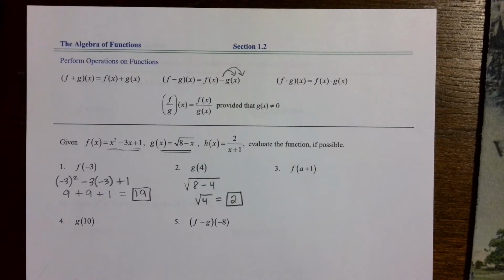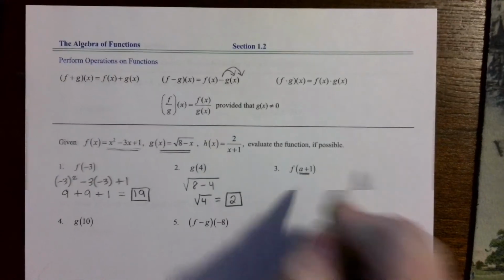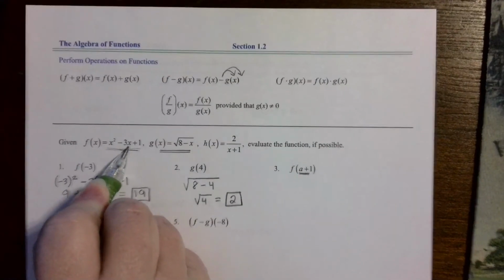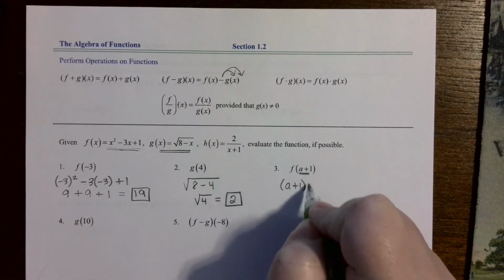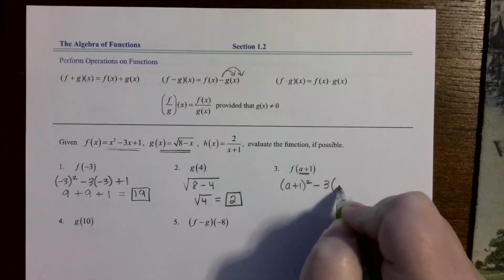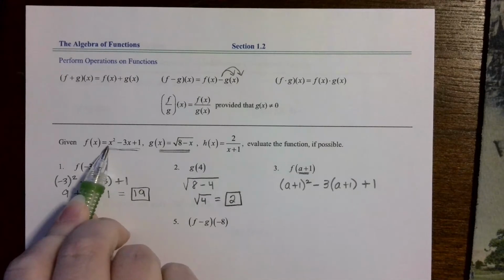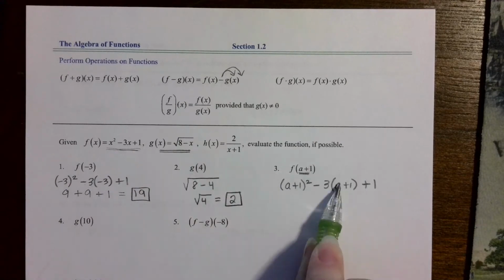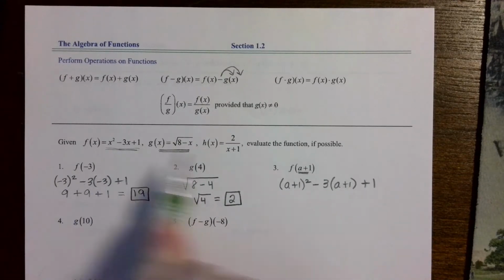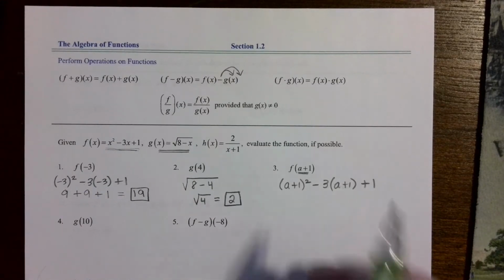Now look at number 3. Number 3 is interesting. Number 3, you've got a combination of a plus 1. Well, what you're going to do is you're going to take a plus 1 and you're going to substitute it everywhere you see your x. Now remember, we're going to keep parentheses around it. So we have a plus 1 squared minus 3 times a plus 1, and then the plus 1.